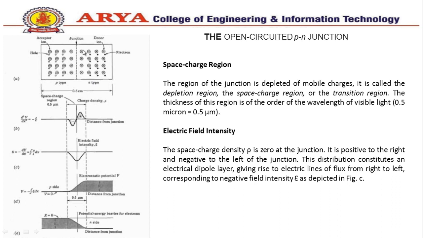After the formation of the space charge region or depletion region, an electric field intensity occurs within this structure. The space charge density rho is 0 at the junction, that is a step graded junction. It is positive to the right and negative to the left, as can be seen in figure B. This distribution constitutes an electric dipole layer which gives rise to electric field lines of flux from right to left, that is positive to negative, corresponding to the negative field intensity E as depicted in figure C.